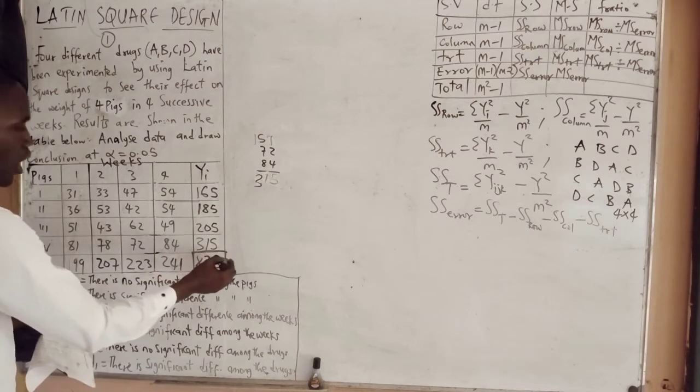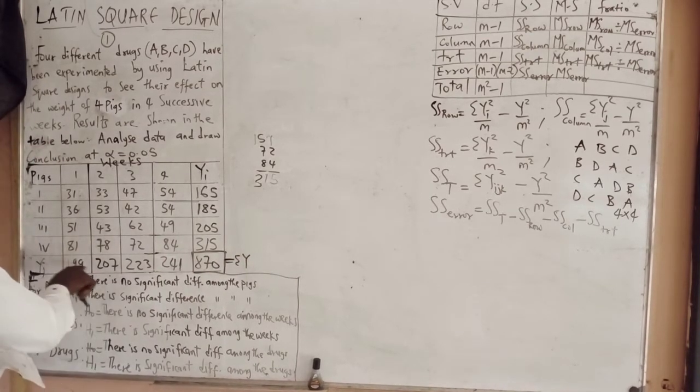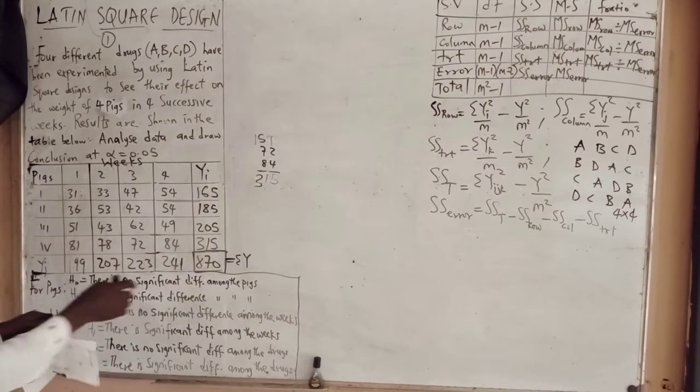This is what we call our total Y. That is 870. If you add up everything here, 870. You add up everything here, 870. That is why it is at the middle.